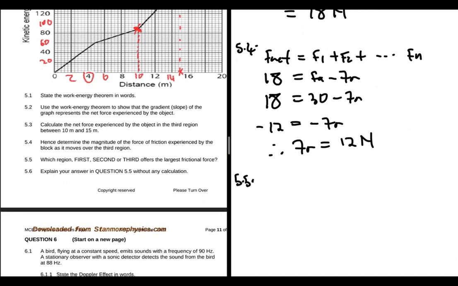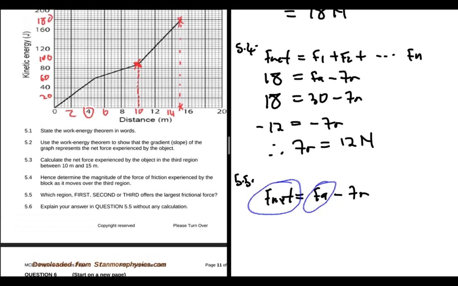Let's move to 5.5. 5.5 is saying, which region, first, second, or third, offers the largest frictional force. Again, we know that F net equals F applied minus Fr. One thing, the steeper the slope, the greater the value of F net, and F applied is kept constant. So basically, friction is the one determining the steepness of the slope. Where the slope is the steepest, we have less friction.